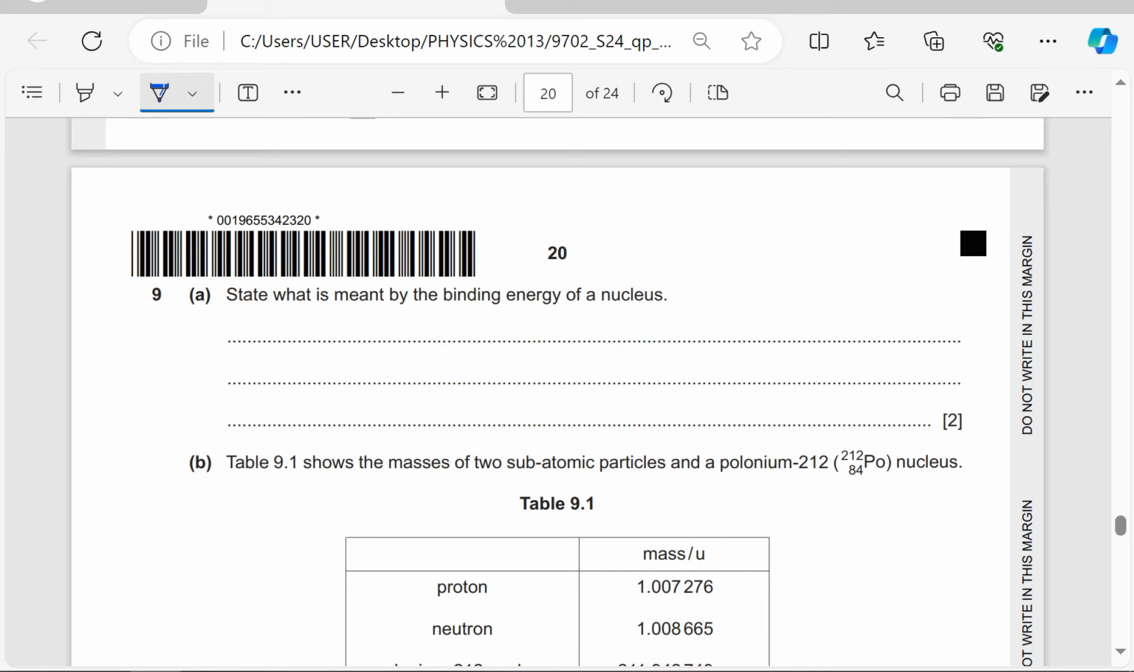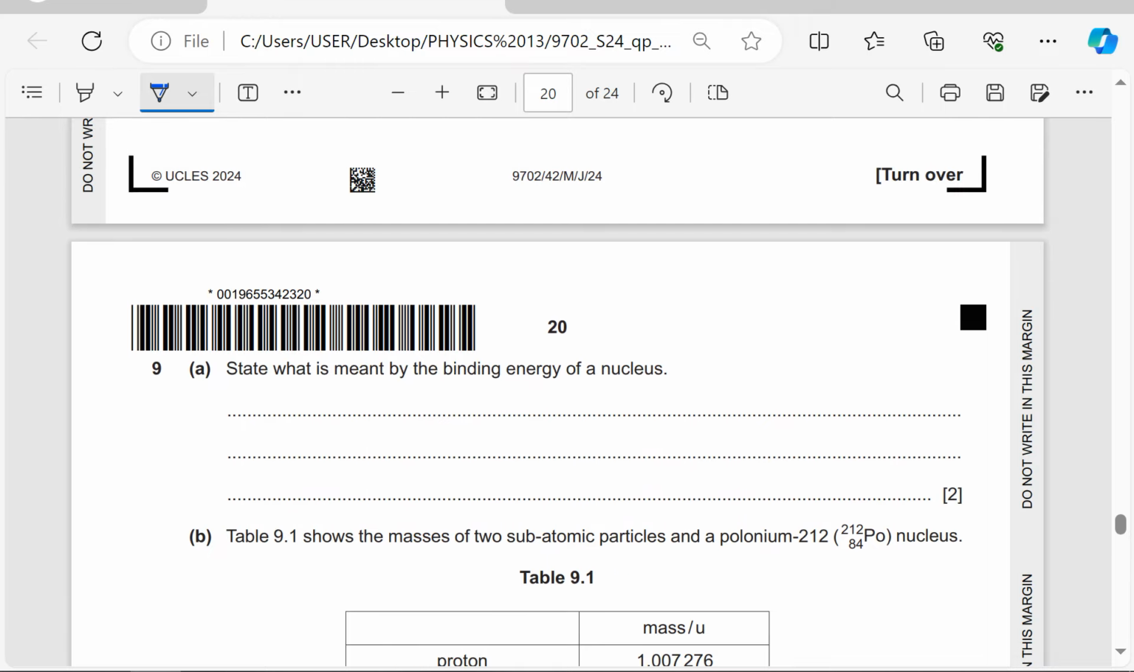Okay, nuclear physics. State what is meant by binding energy of a nucleus. If you have watched my videos about nuclear physics, this should be a very easy topic. So binding energy, of course, this is the energy required to separate the nucleus.